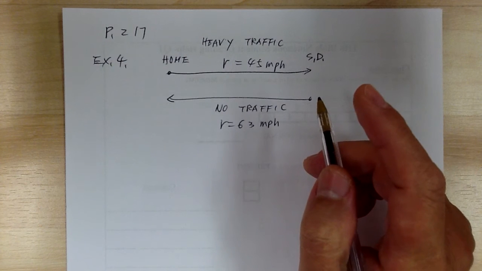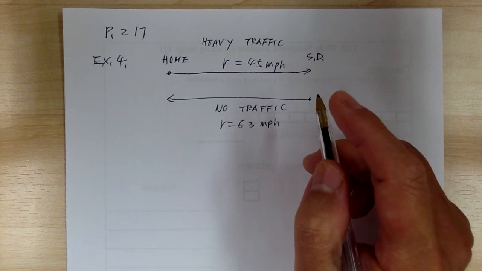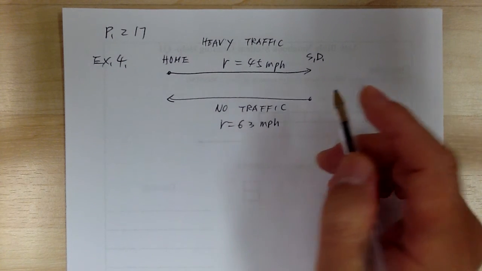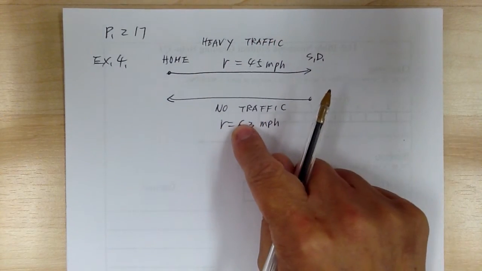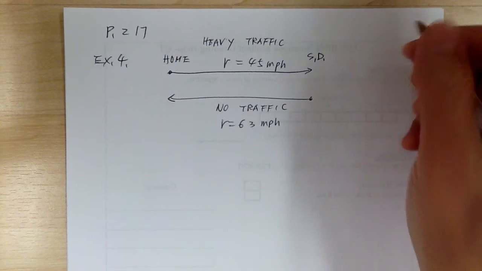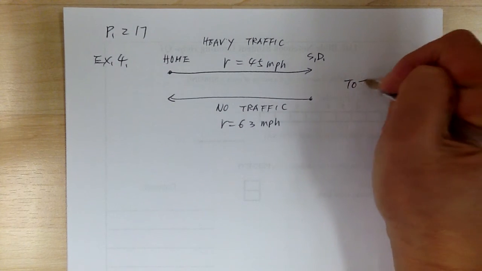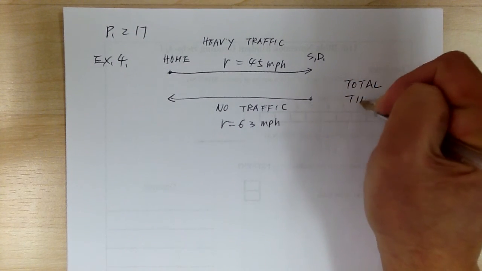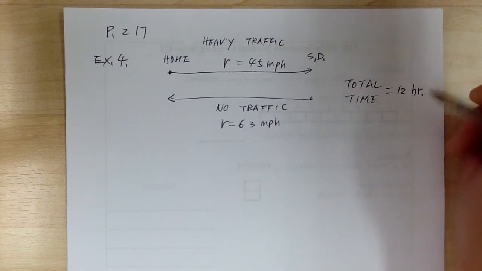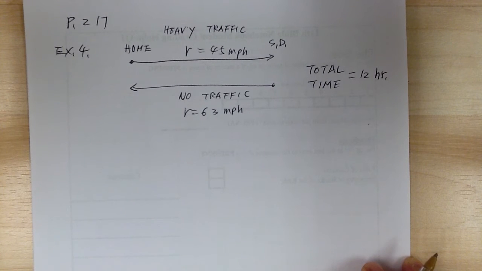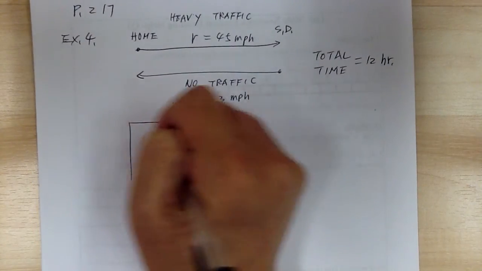Okay, then next one is the total time is 12 hours. So don't put a time over here because this is for going, this is for coming back. You have the total, so you got to put it off on the side. So the total time, put this off on the side for now, equal to 12 hours. Okay? So now what you need to do is go and make the table.